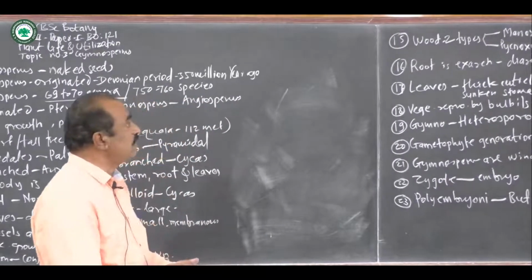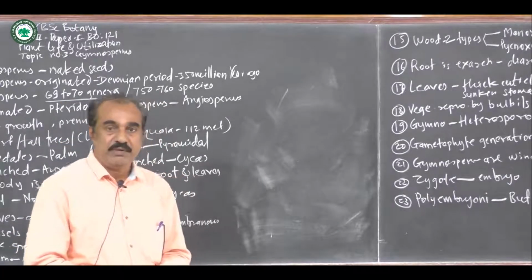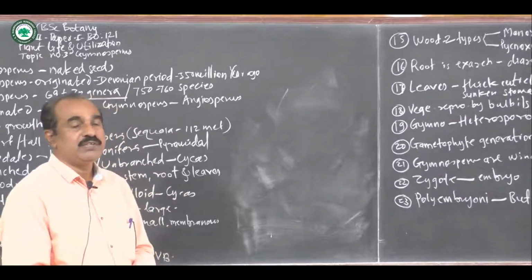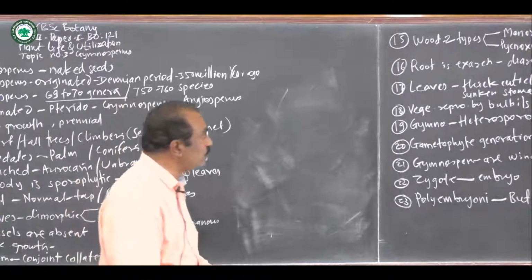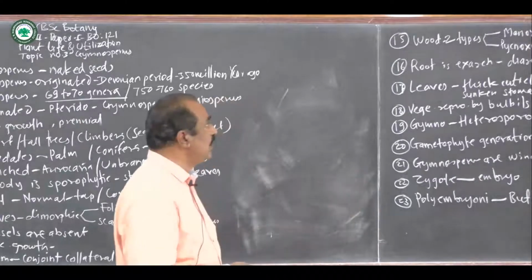The second type is pycnoxylic wood. It is hard and compact. That means here the secondary xylem is very large as compared to the secondary phloem. Such a type of wood is called pycnoxylic wood. They are hard and compact.